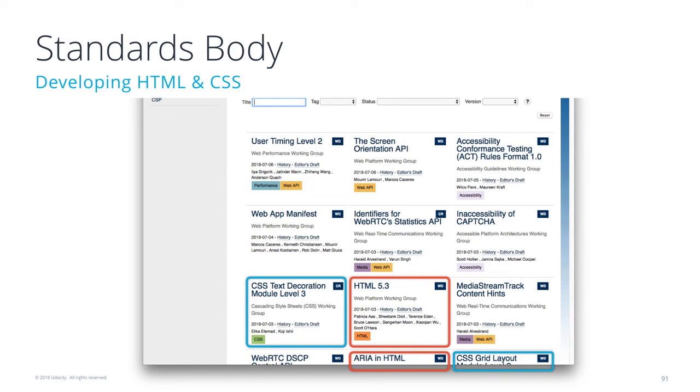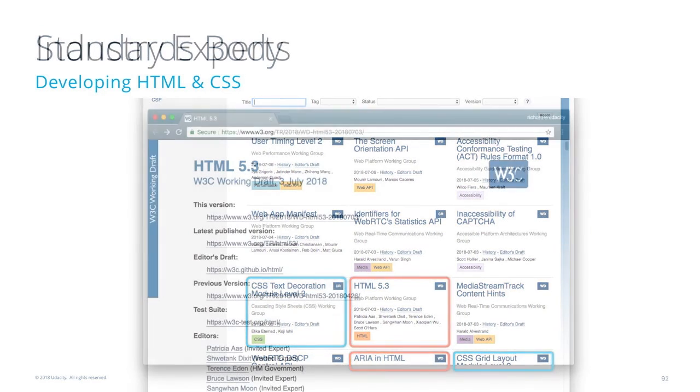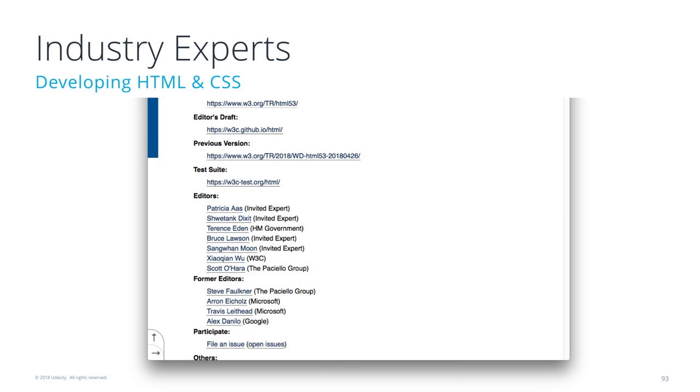If we look at the HTML 5.3 standard, this specification for HTML, we can see that it's written by a number of editors here. And these are editors from all over the world. These are invited experts. Some of them are developers at big companies like Microsoft and Google, we see here. So this is developed by people, industry experts, and they come up with the specification for the HTML language.